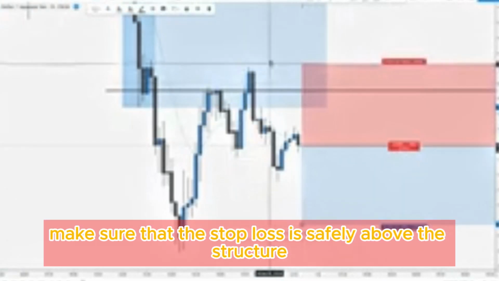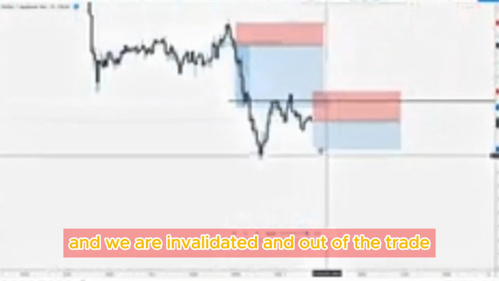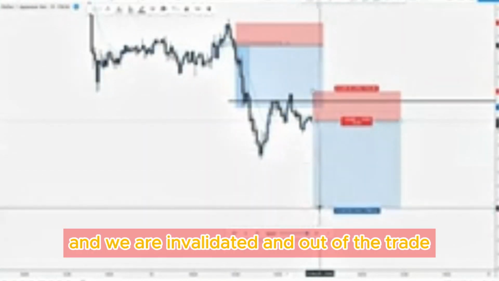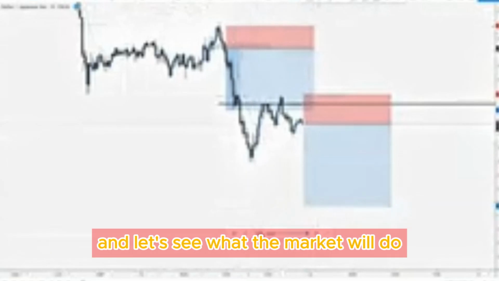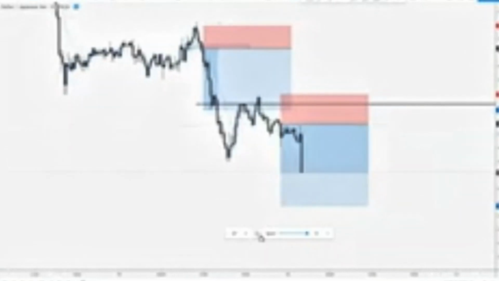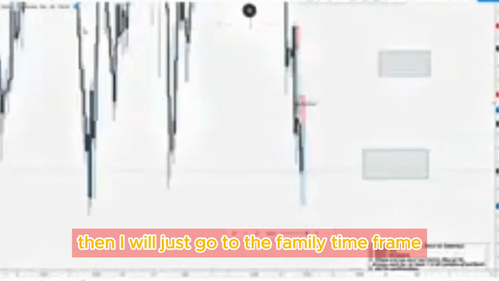Make sure that the stop loss is safely above the structure, so that if the market breaks above, then we are invalidated and out of the trade. And then we can potentially go for a lower low. And let's see what the market will do. Come on, don't freeze with me. All right, we're up. And then I will just go to the 4-minute time frame.